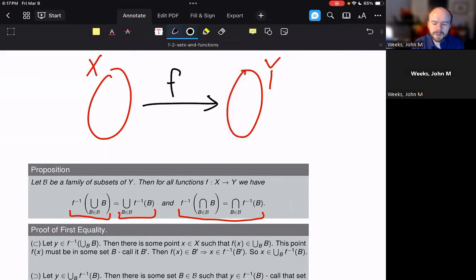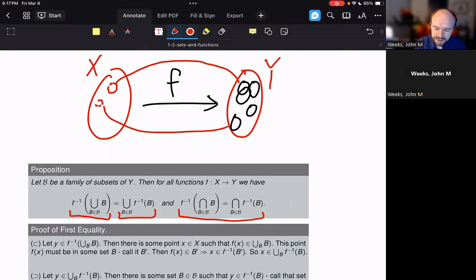You have X and Y, two various sets, X being the domain, Y being the codomain, and you're taking a collection of sets B inside of here. Some of them may be out here, some of them might be over here. And you're saying, what happens if I look for all of the sets f inverse of each of those sets, so that when I map them through f, I get to those specific sets?